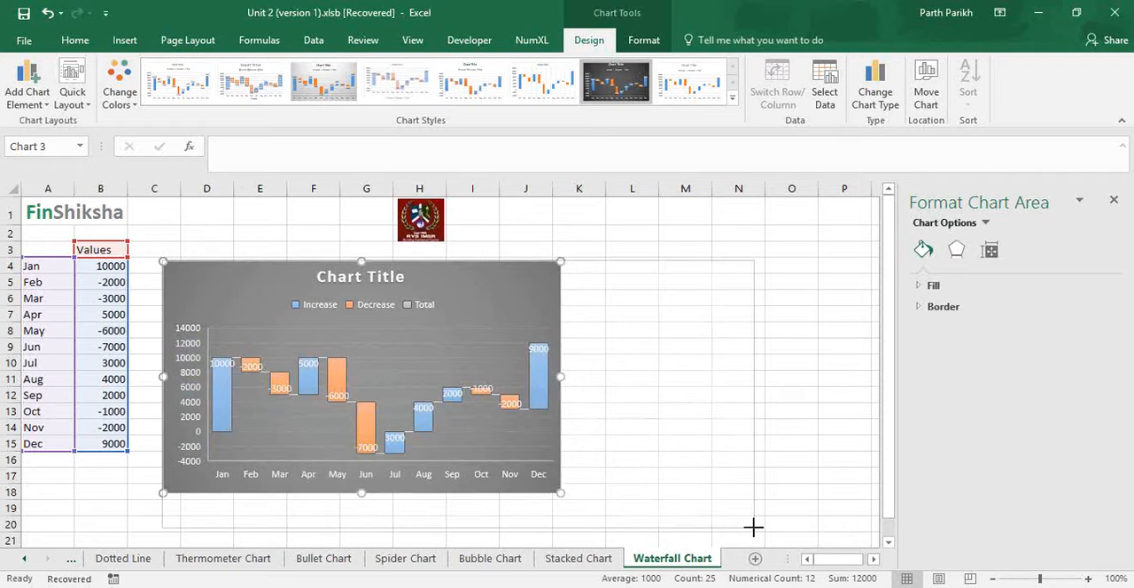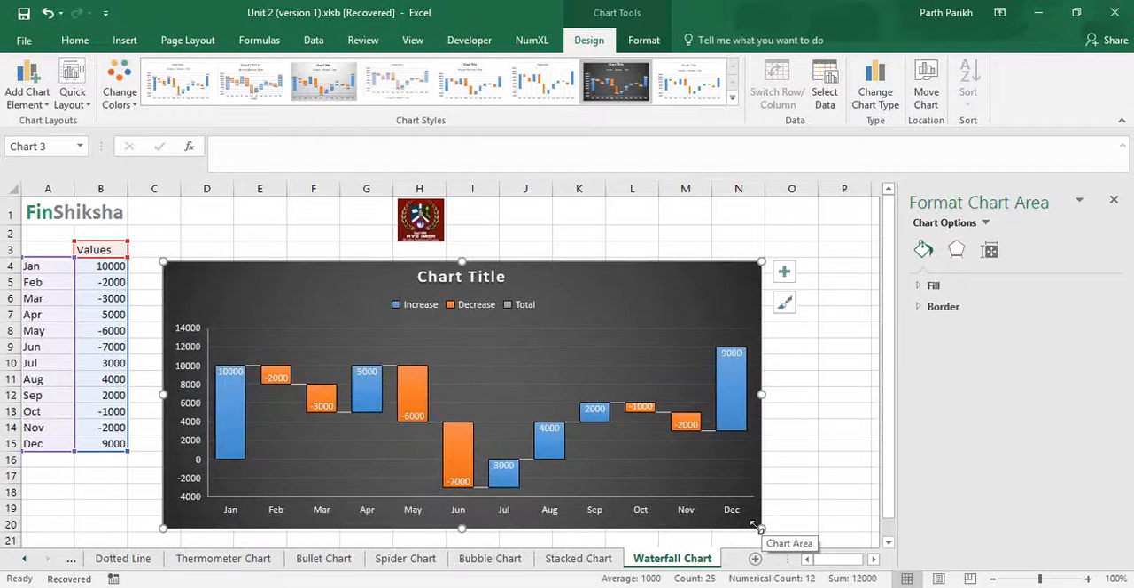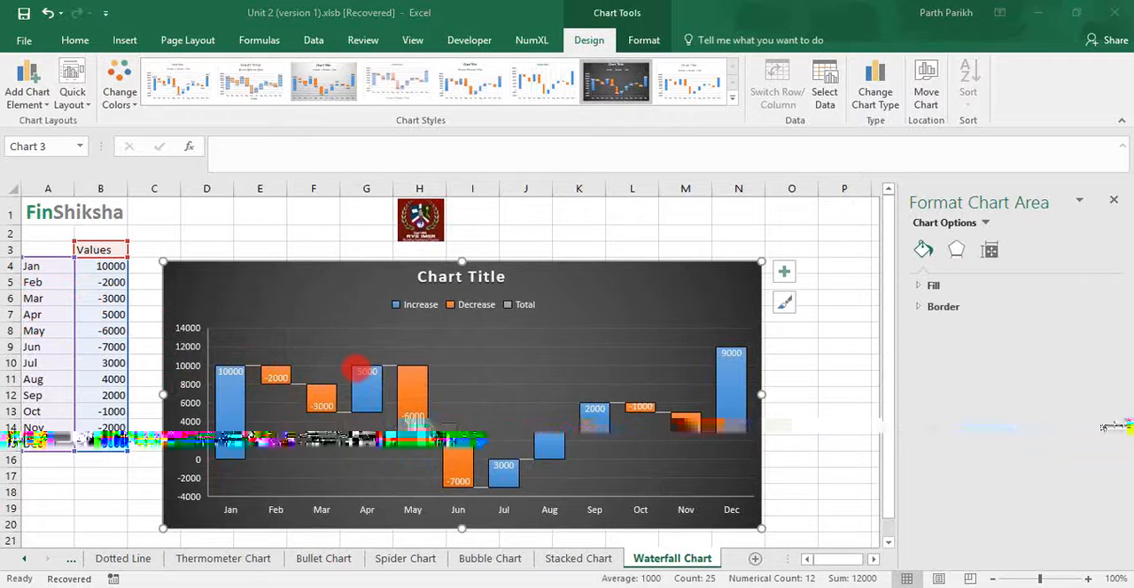Now let's understand this in a broader manner. So it says that it started with 10,000. In the first month, it moved by 10,000, so from 0 it moved by 10,000. Then in the next month, it got reduced by 2,000, and my final output was 8,000. In the month of March, it got reduced by 3,000, so my final answer was 5,000. Then it again increased by 5,000, and I reached 10,000 again.